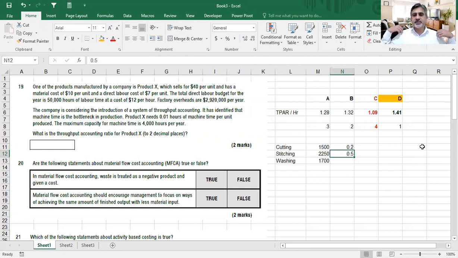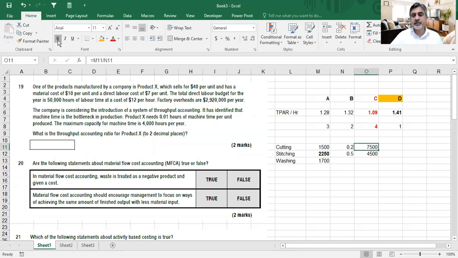If I am making shirts, I have a cutting department where I cut, and the cutting department has 1500 hours. But the question is, how many shirts can you cut in this department? So you have 1500 hours, and each shirt takes 0.2 hours, so it means 7500 shirts you can cut. If you talk about stitching, you do have more hours, like 2250, but on the other hand, each unit also takes more time.